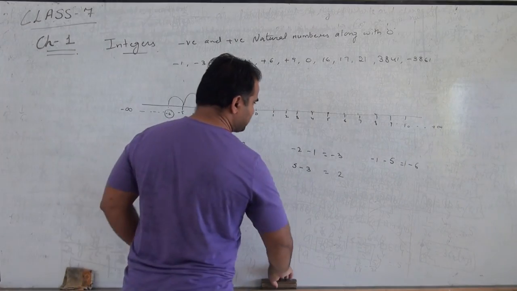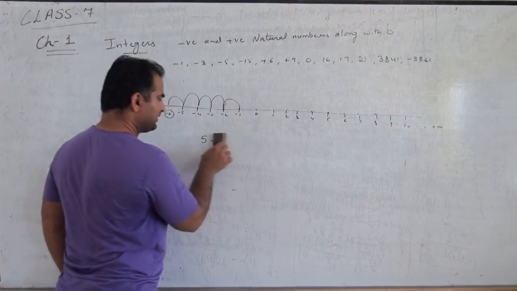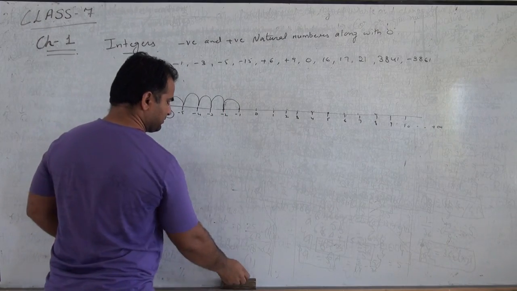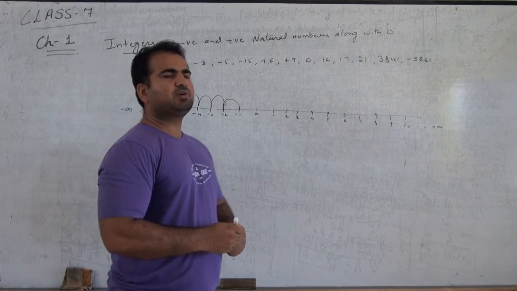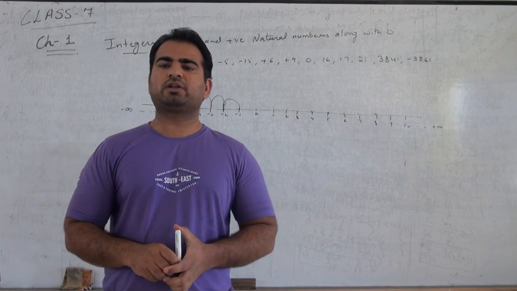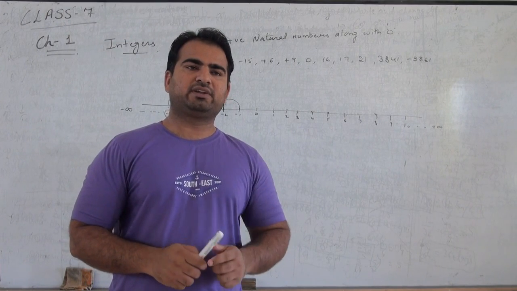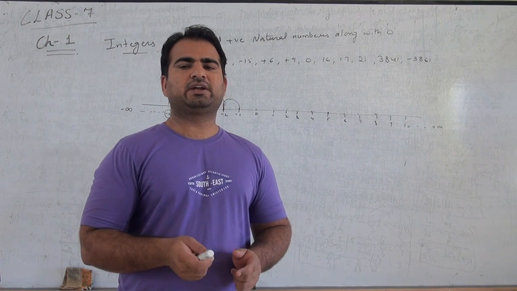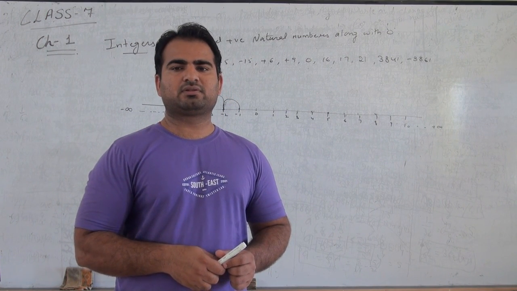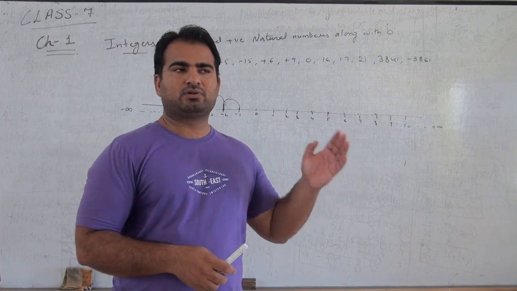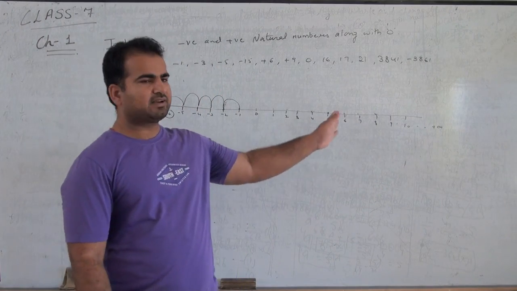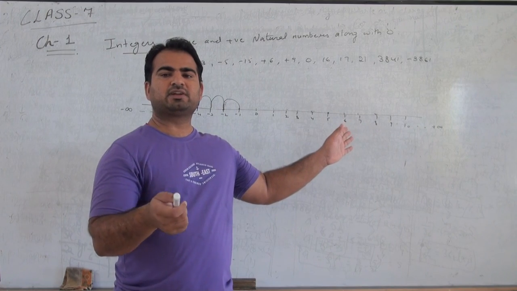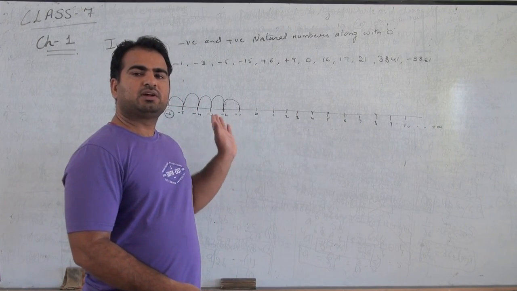Let me ask you another question. What if we have to add a negative integer? Which side do we have to go? For adding we have to go on the right hand side, but since it's a negative integer, we have to go on the left hand side.